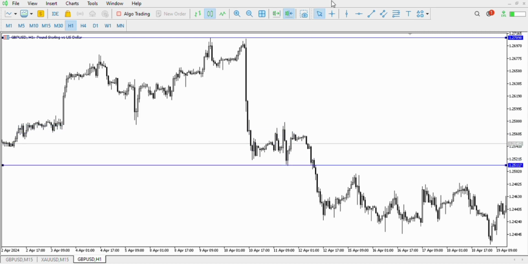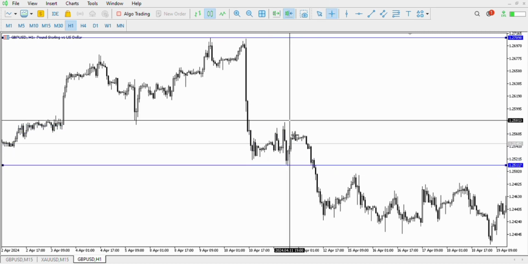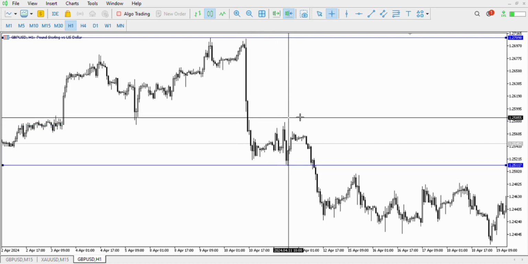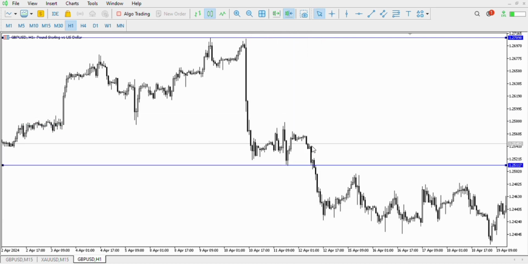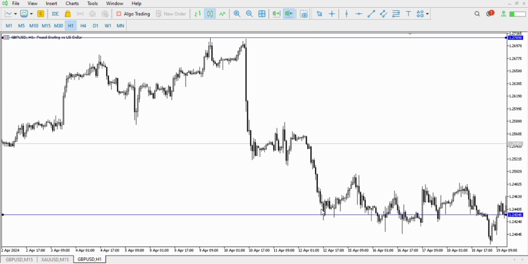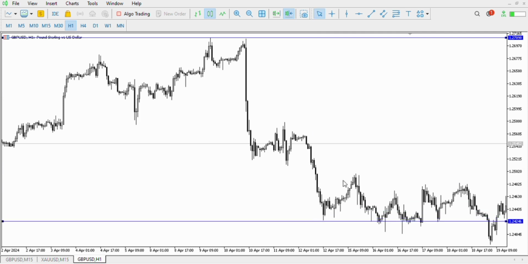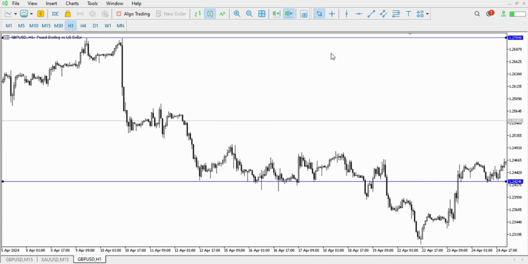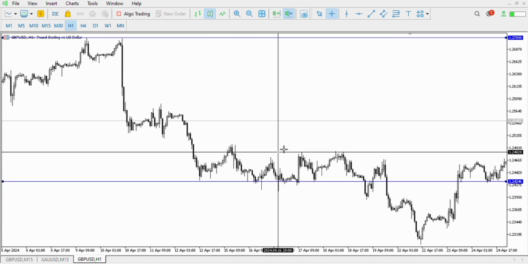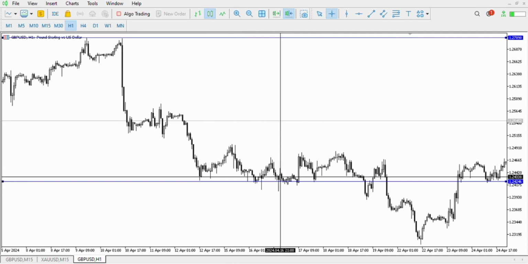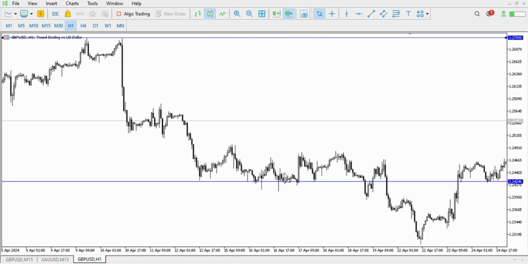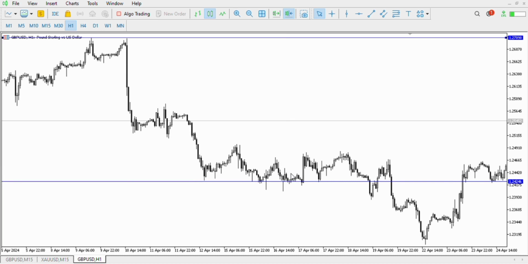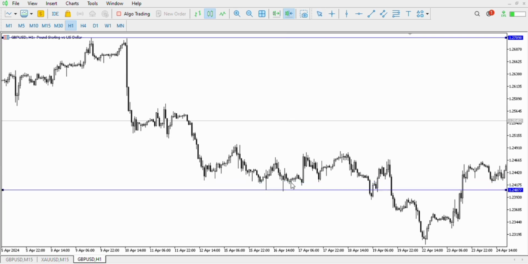We had this pullback. It is a good pullback, right? Then price came down, as you can see. Price traded all the way down to this point right here. Then we had another pullback, as you can see. Then price traded down to this point right here. Then price went up, as you can see. Came a little bit down. So I'm going to draw it all the way to this point right here.